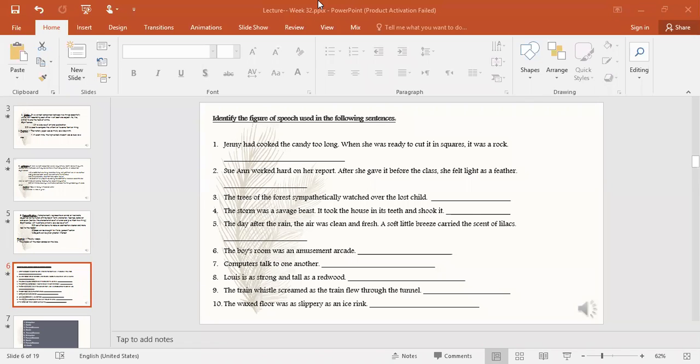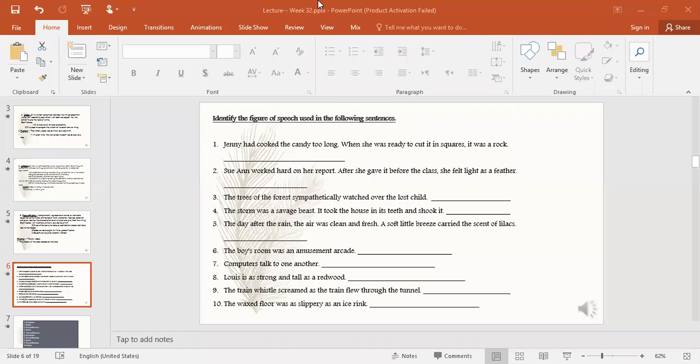Yes, Huda. The storm was a savage beast. This is what? It's a simile. Wait, Huda. Did we use any comparison tool here, like "as" or "like"? No. So is it a metaphor or a simile? It's a metaphor. Bravo, because we didn't use any comparison tool.